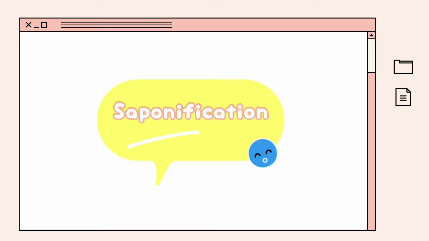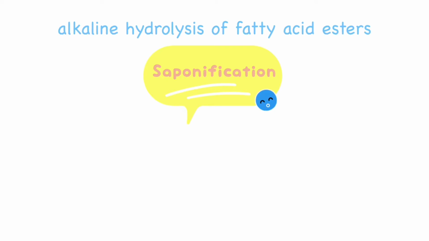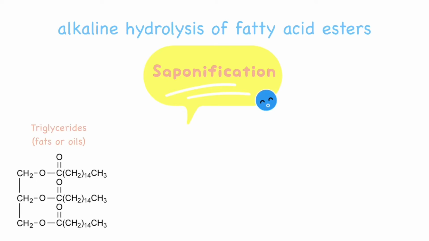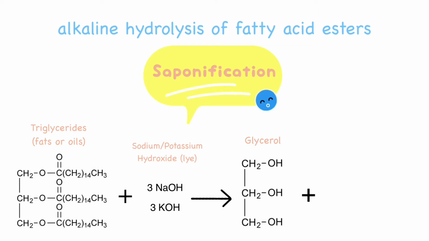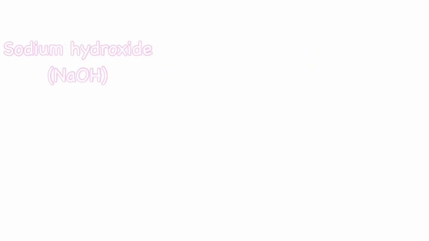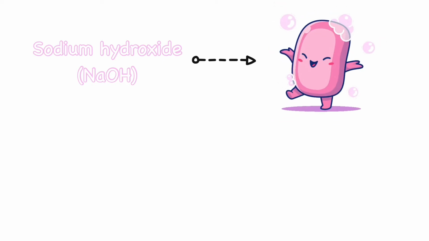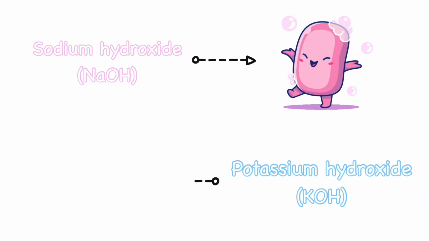Now, soaps are produced from the hydrolysis of fats in a chemical reaction called saponification. Saponification is the alkaline hydrolysis of fatty acid esters. Triglycerides are reacted with sodium or potassium hydroxide to form a mixture of glycerol and a fatty acid salt, which we call soap. Sodium hydroxide produces hard soap, while potassium hydroxide results in soft soap.